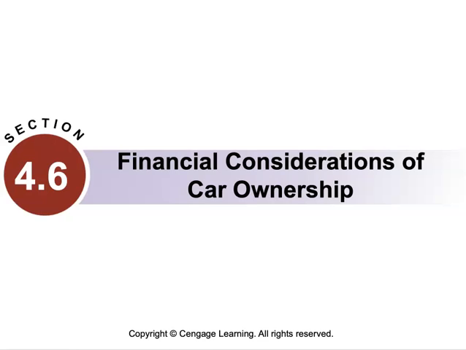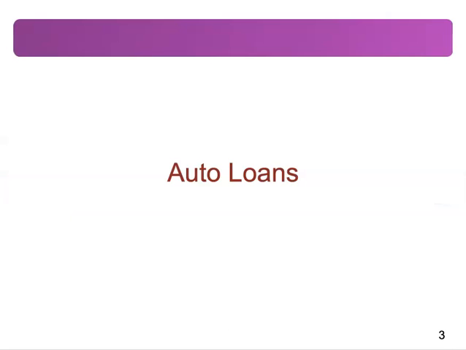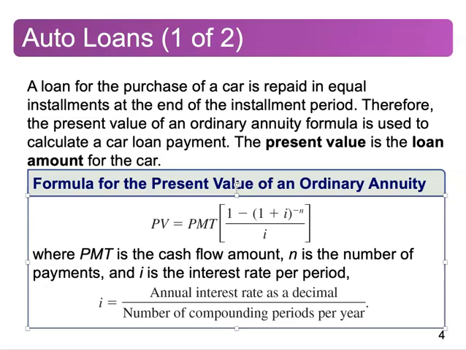In section 4.6, we're going to be looking at financial considerations of car ownership. There's a lot of things that go into our finances, and one of those is how we can pay for a car. So let's first start with an auto loan. When you purchase a car, you're going to be paying with equal installments. At the end of the installment period, you'll have the car paid off.